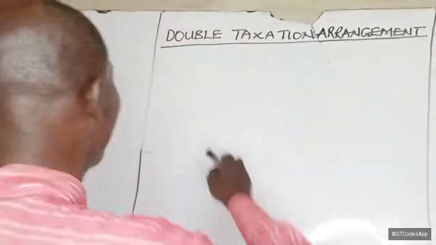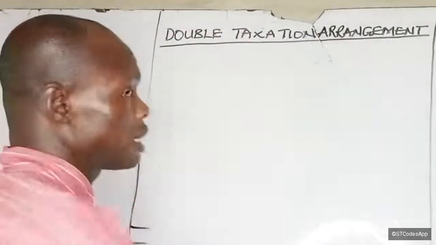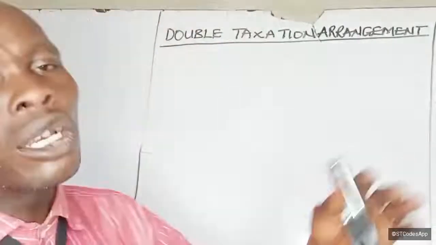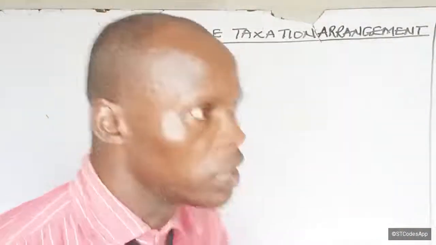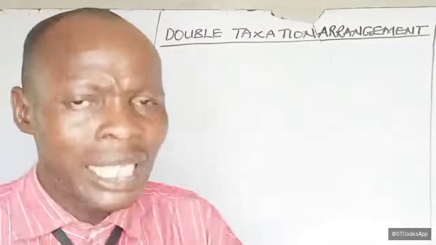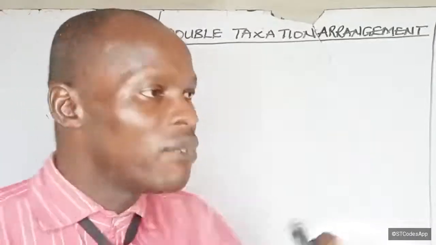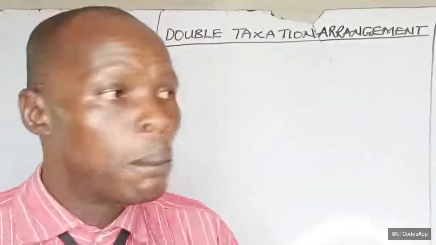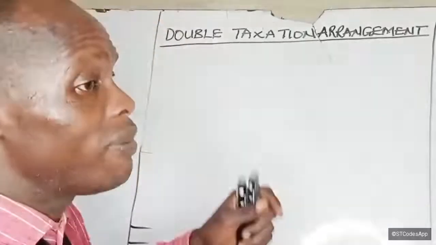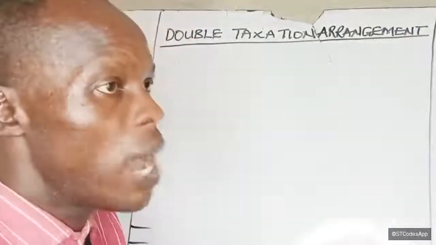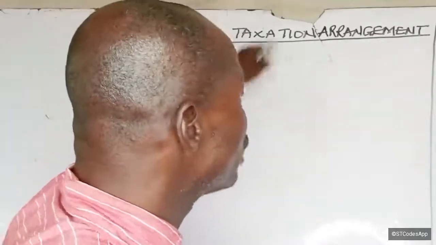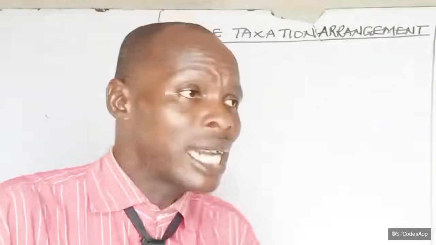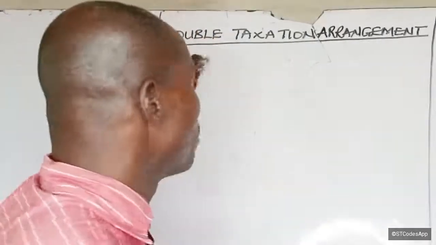In this lecture, I want to examine double taxation arrangement. Where an income which had been taxed in a Commonwealth country will also need to be taxed in Nigeria, a relief will be available to avoid that same income being taxed twice. That relief is said to be the double taxation relief.